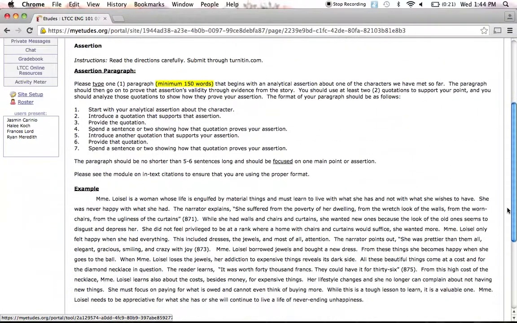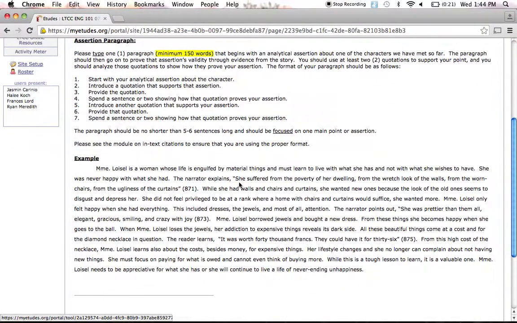So then you have your evidence. And here we have our evidence: "She suffered from the poverty of her dwelling, from the wretched look of the walls, from the worn chairs, from the ugliness of the curtains." Okay, a few things to notice about the quote. Double quotation marks, capital letter. If the quote reads as a full sentence, you capitalize the first letter no matter what it looks like in the text. Notice there's no period inside the quotation marks; it comes after the end parentheses.